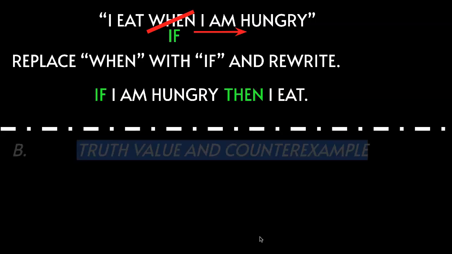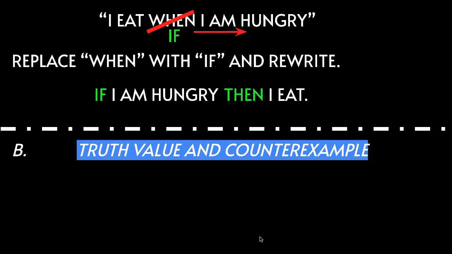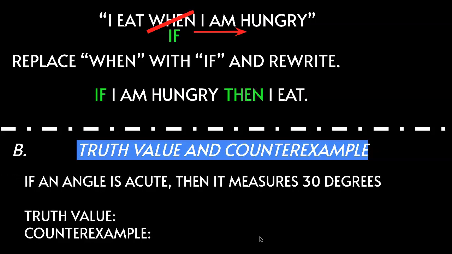All right, part B. We're going to talk about truth values and counterexamples next, and we're going to move into not being hungry anymore, but doing a little geometry. So here's my conditional statement. It's in if-then form. If an angle is acute, there's my hypothesis, then it measures 30 degrees. There's my conclusion. On your note sheet, put a capital P under that line, the red one, and a capital Q under the blue one. We would write this as P arrow Q.